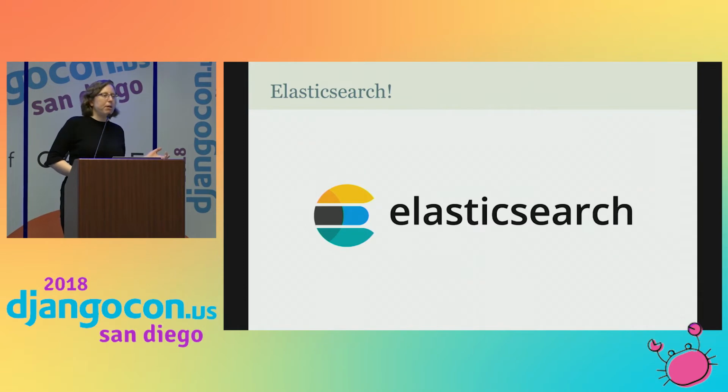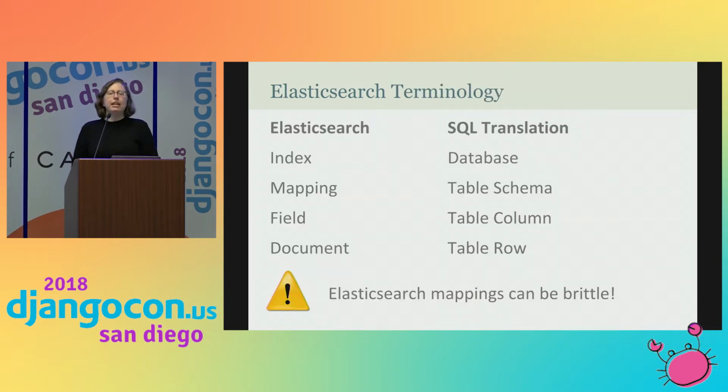Elasticsearch is an open source project. It's written in Java. It is built and maintained by the folks at Elastic. So it's a company-backed, well-funded open source project. The terminology is a little bit different because Elasticsearch itself is not a database, and it's also not really a document store. It's an actual search engine, but it has a lot of similarities to SQL.